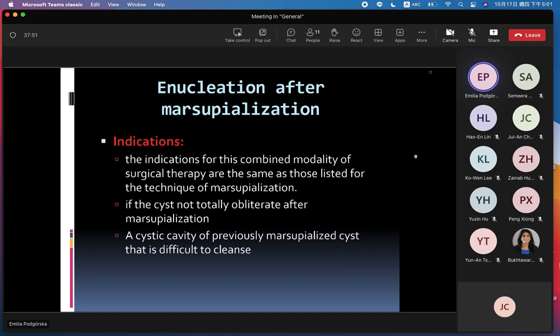And we have another method, enucleation after marsupialization, and its indications. The indications for this combined modality of surgical therapy are the same as those listed for the technique of marsupialization: if the cyst is not totally obliterated after marsupialization, or a cystic cavity of a previously marsupialized cyst is difficult to cleanse.